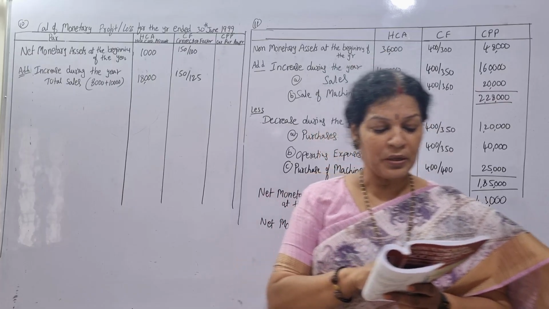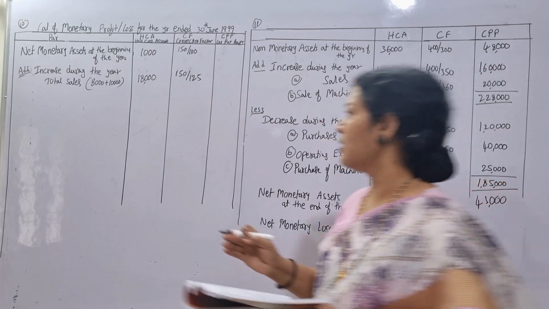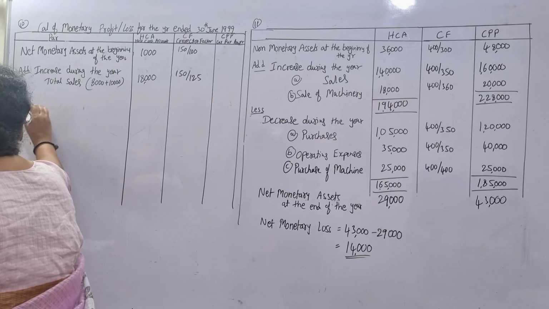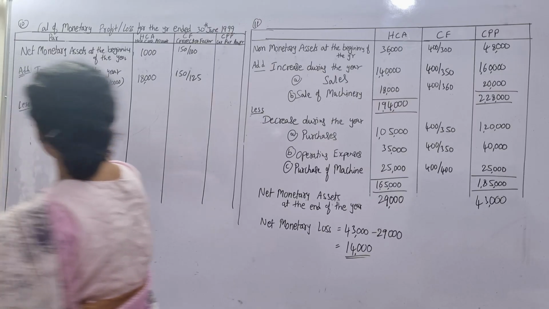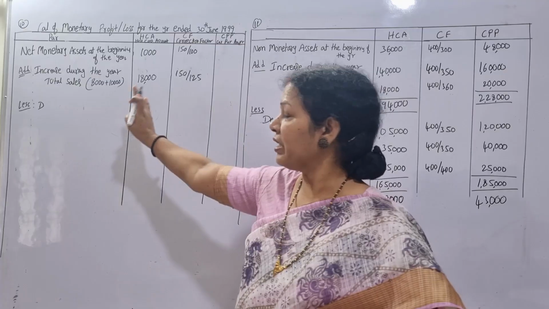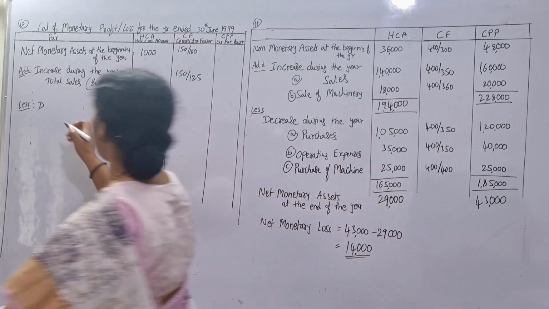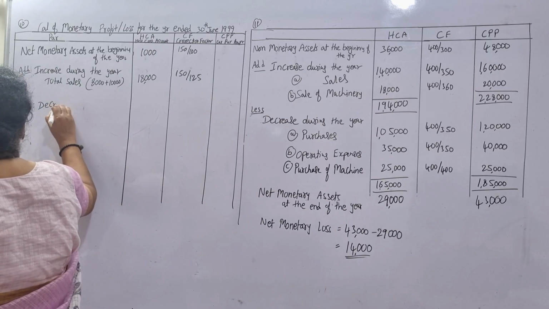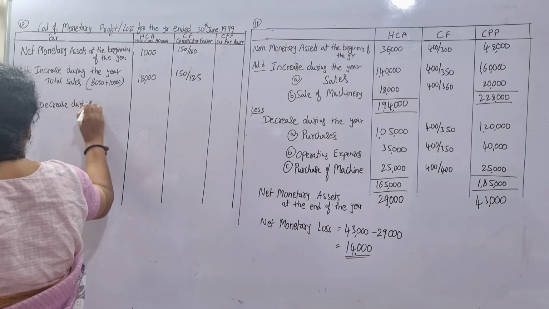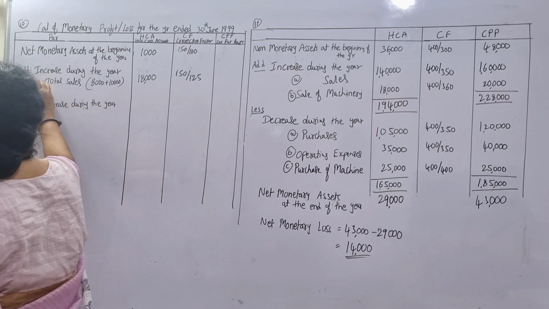Next, what else? Purchases, wages, other operating expenses, interest, all these things are expenses. So we can say less, decrease. Here, increase during the year. We have only one item, one income, so that is increase. Now the rest of all the expenses are decrease during the year.